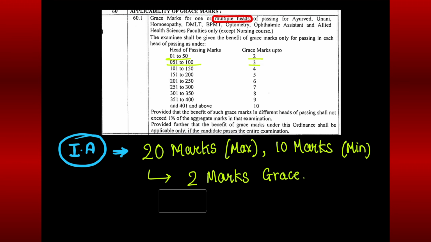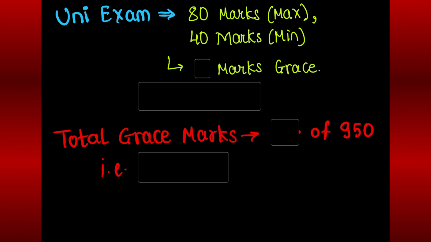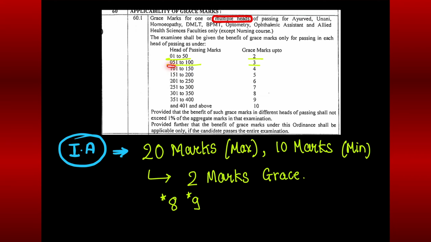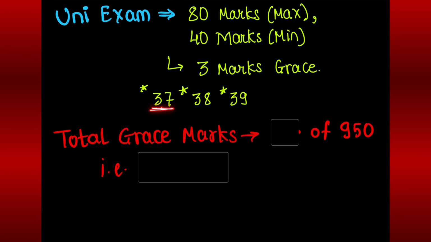I hope that you are clear with that. Now 2 grace marks is applicable for the students who got 8 or 9 marks in their IA for theory or practical. Now let us move forward to the main university papers, which are theory and practical. For the MUHS examination, the maximum marks is 80 and the minimum passing criteria is 40. To pass the paper you need 40, but if you fail to do so, this criteria comes under 51 to 100. Grace marks offered are 3. So 3 grace marks, and who will get it? The students who are scoring 37, 38 or 39 out of 80.